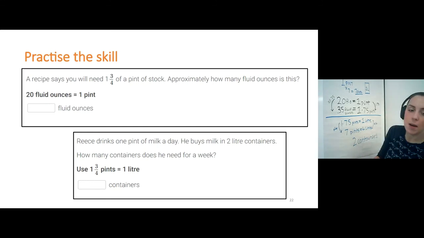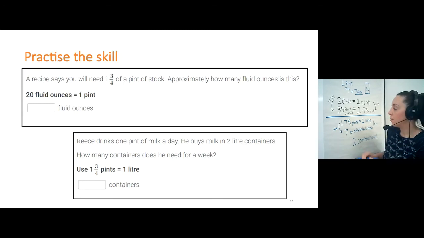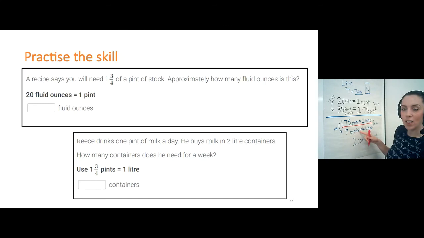You wouldn't multiply by 1.75 on each side. What you're doing, because we know that this 1.75 here is our rule, because we've been told that the scale between pints to litres is 1 3/4 pints is equal to 1 litre, which is here. So 1 3/4, we've got 1.75 as a decimal number.